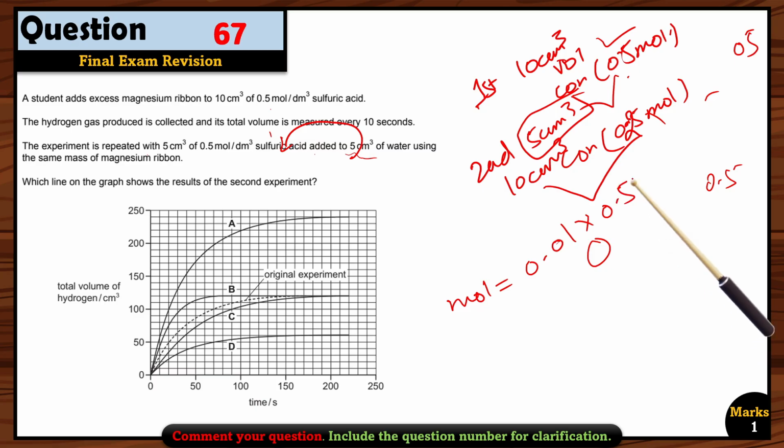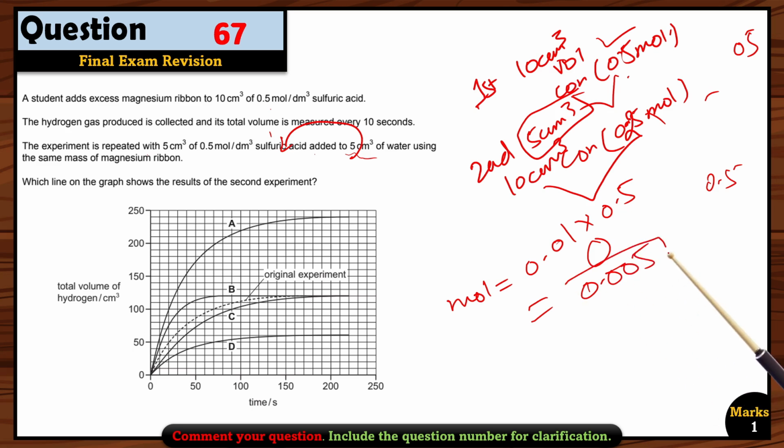0.01 into 0.5. So what will be your number of moles? 0.01 into 0.5, you will get 0.005. These are the number of moles for experiment 1.